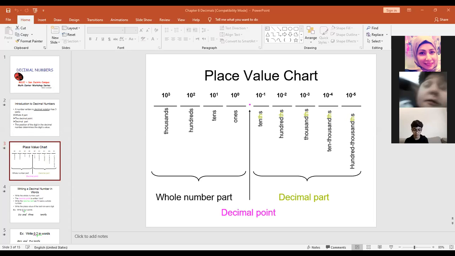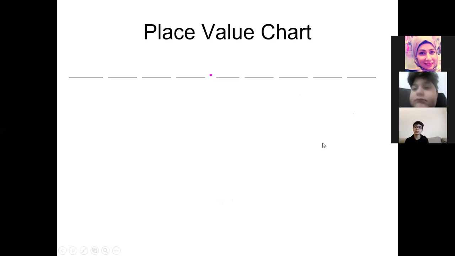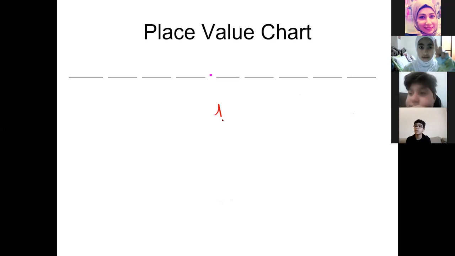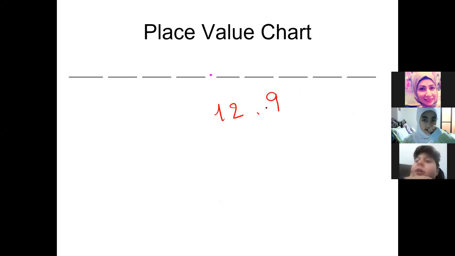We said that a decimal number is composed of 3 parts. The first part, to the left side of the point, we call it what? Whole part. Excellent. And to the right side of the point? The decimal part. For example, 12.9.